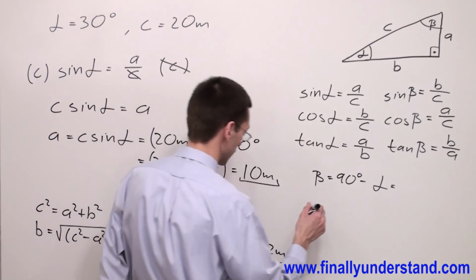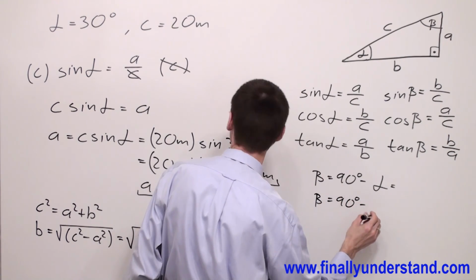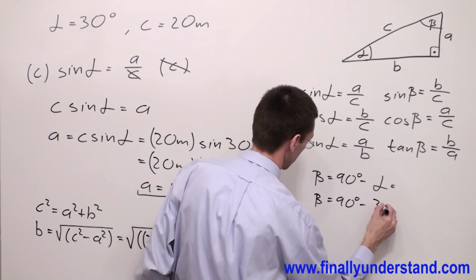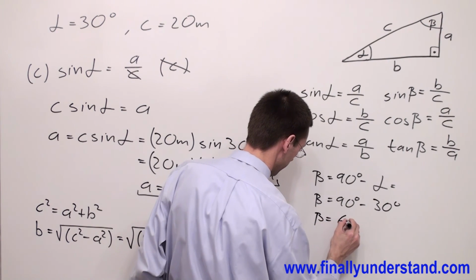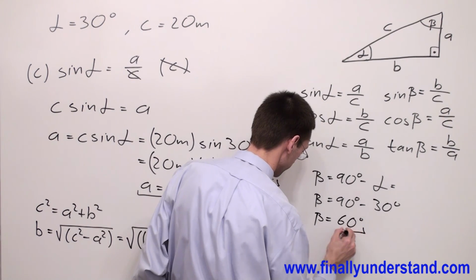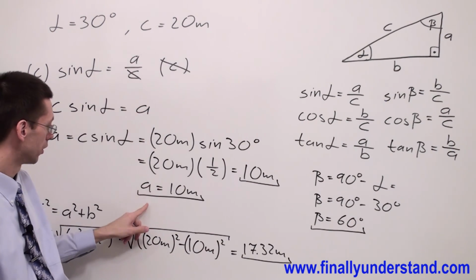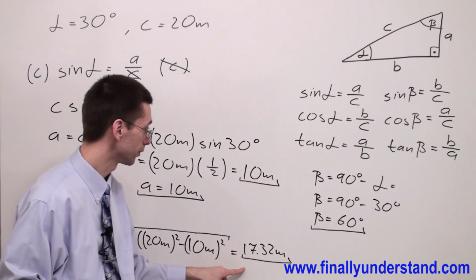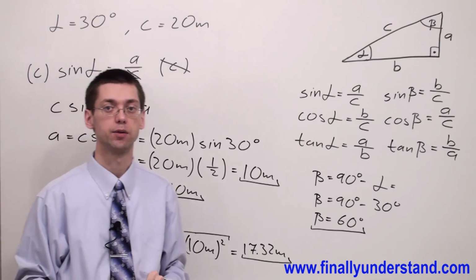And this is equal to 90 degrees minus 30 degrees. So beta is equal to 60 degrees. So we have three sides of the triangle. We have two angles. So we can say that the problem is solved.